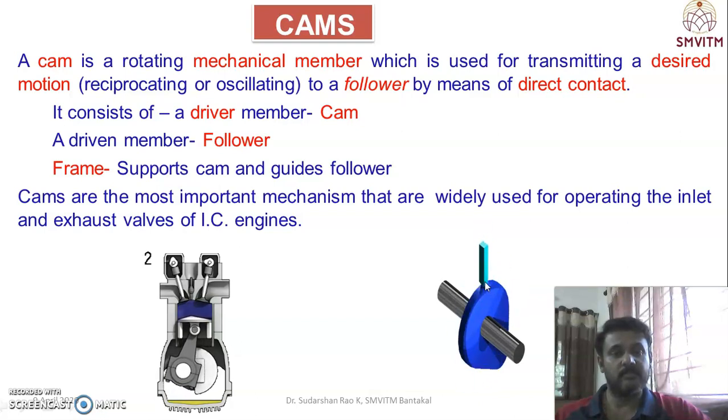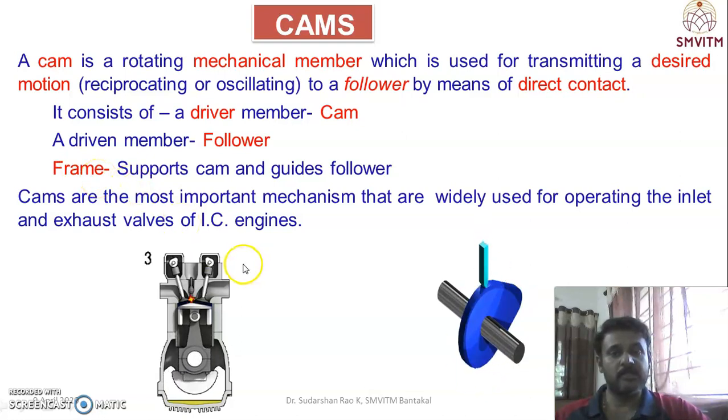Now, to get the motion to the follower, there are three elements in a CAM mechanism. One is the driver member, which is known as the CAM. Then the driven member is the follower, and to support the CAM and to guide the follower, there is a frame.